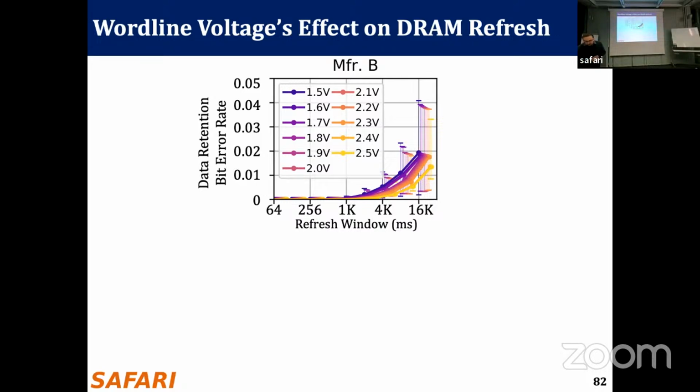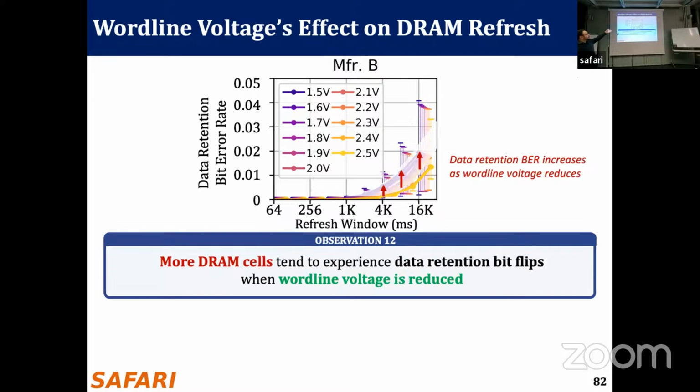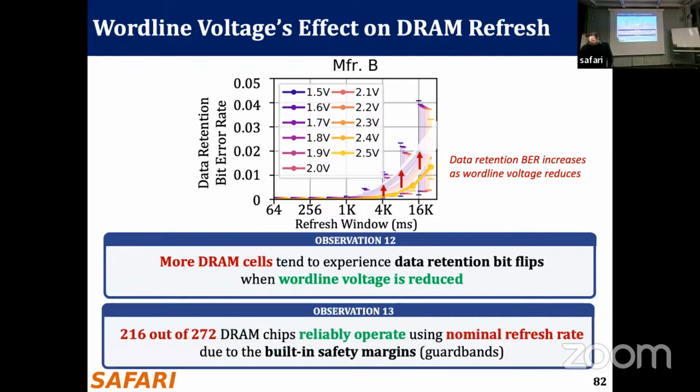And the thing that we observe, which is not surprising, is that the different colors correspond to different voltage levels. And you can see that the yellow curve is at the bottom. And then as we reduce wordline voltage, the data retention bit error rate increases. So the volatility increases in a general sense. So more DRAM cells tend to experience data retention bit flips when wordline voltage is reduced.